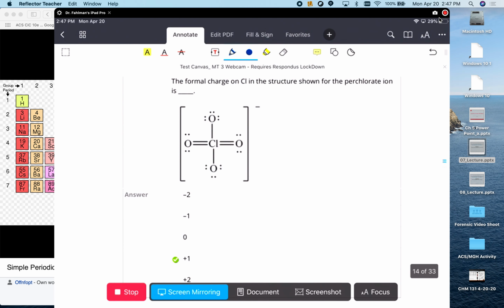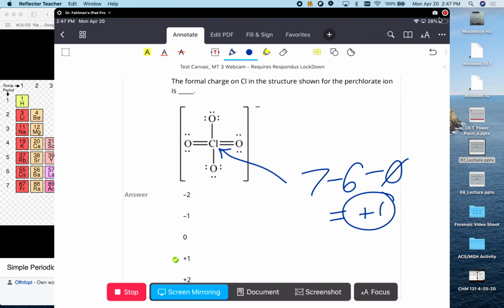Formal charge for chlorine. That one is just 7 minus 6 bonds, and you don't have any dots around it, so it's just +1.